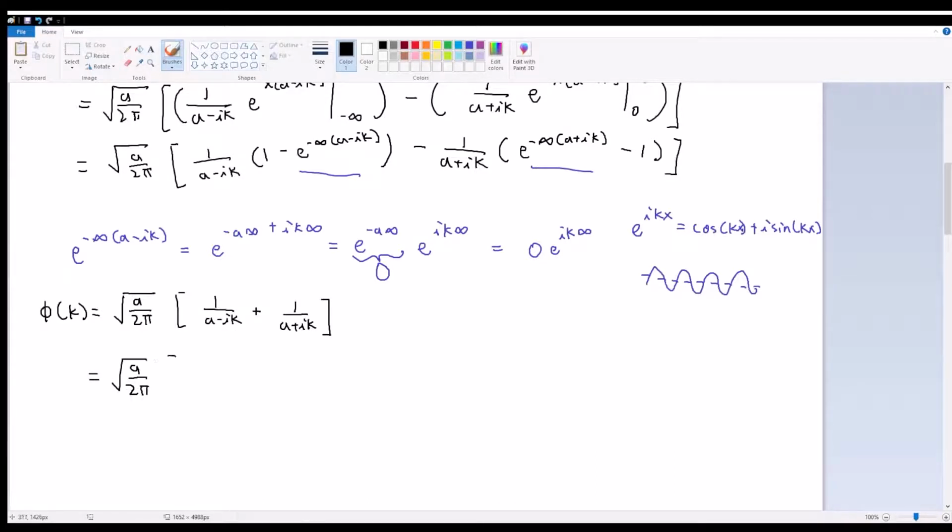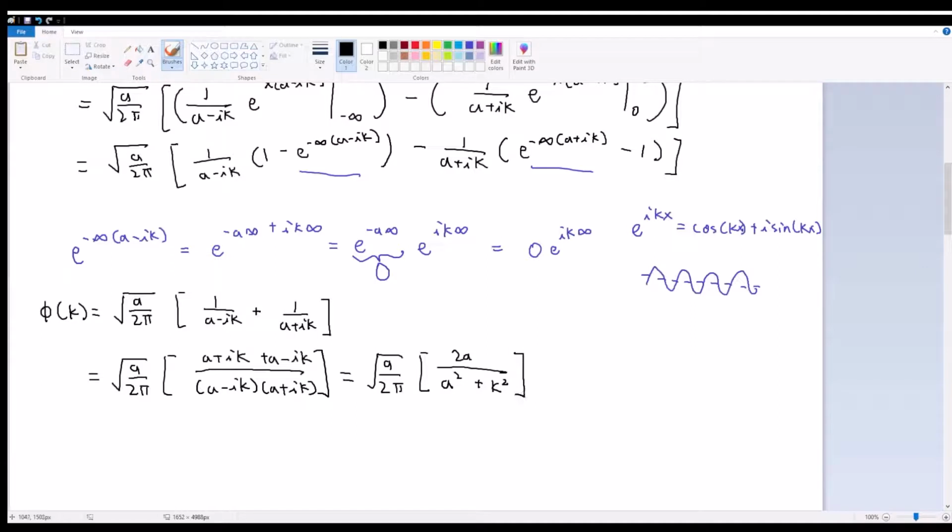Everything's going to be neat and tidy. And what we have left is a minus ik, a plus ik, a plus ik plus a minus ik. The two ik's cancel out. What we have left is square root of a over 2 pi times, and at the bottom we have a squared plus aik minus aik, which cancel out, and then minus ik times positive ik. So the two i's make a negative, which cancels out with the positive, and what we have left is plus k squared over 2a. And that is just our answer.